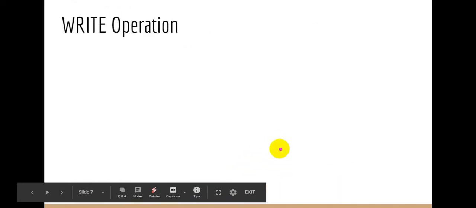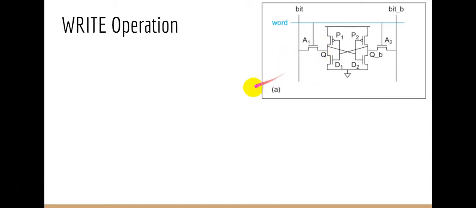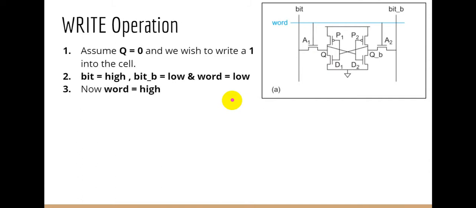Okay, now let's go for the write operation. So again, assume that Q is initially 0 and that we wish to write a 1 onto the cell. For the write operation, we also have to follow some sequential operations, right? Initially, we have to keep bit high, bit bar low, and the word line also low before the write operation. Okay, so now the word line becomes high.